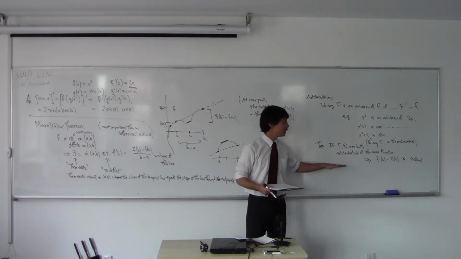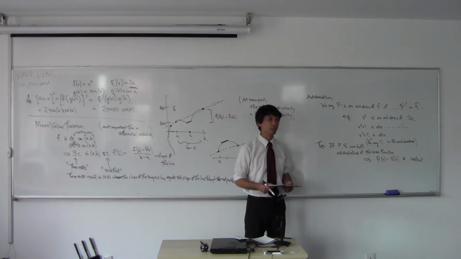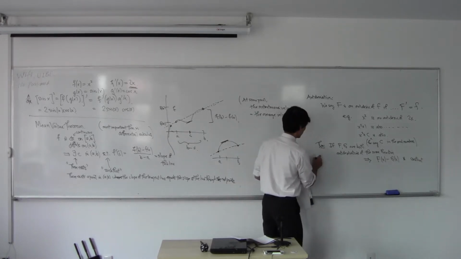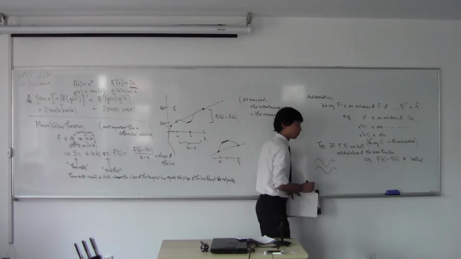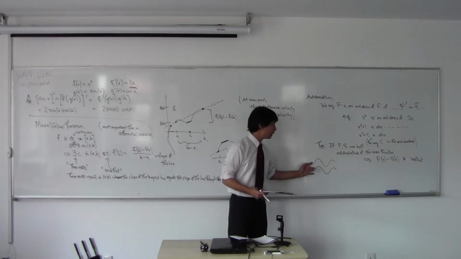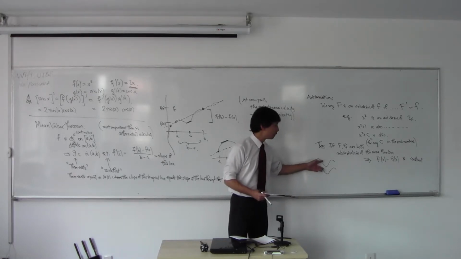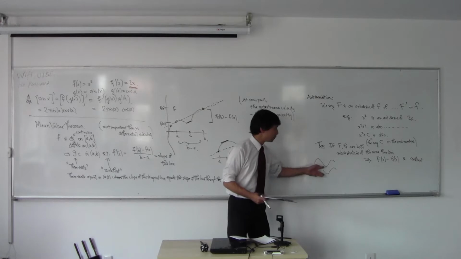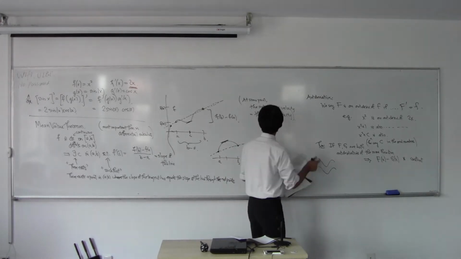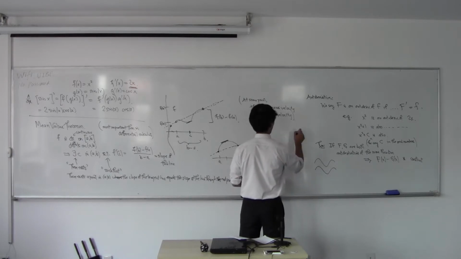They have to differ by a constant. If these two functions have the same slope at every point in time, then their difference must be constant. And this actually comes from the mean value theorem.